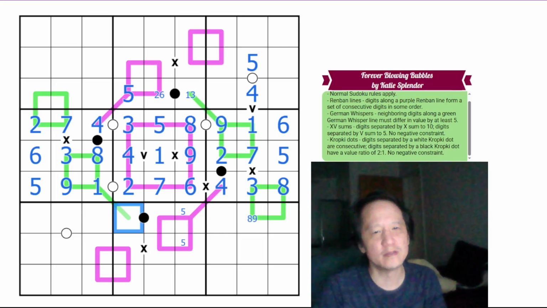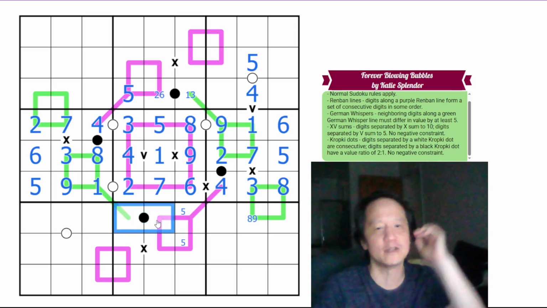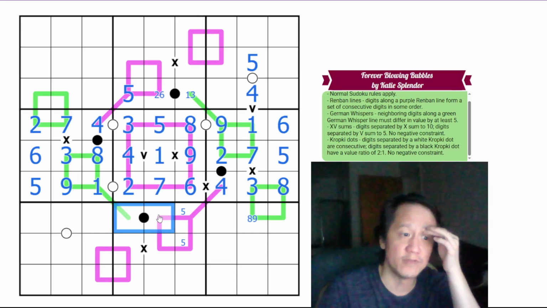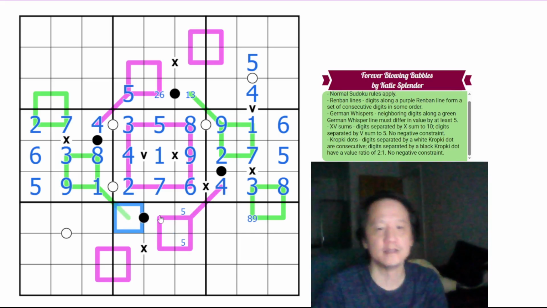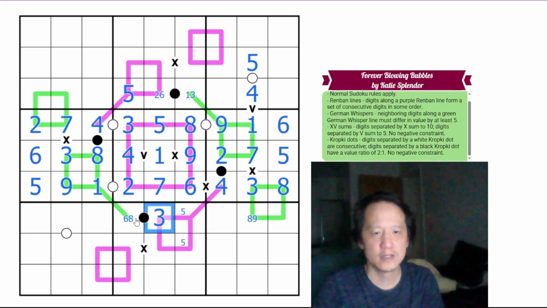1 can be next to a German whisper line of 6, 7, 8, 9, but 7 and 9 cannot be next to a black Kropke dot because they are double of fractions and they double up to 2-digit numbers. So this must be 6 or 8, which forces this to be 3 or 4. It cannot be 4 because of the 4 already on this Ren band. So this is 3. That makes this 3 and 6.